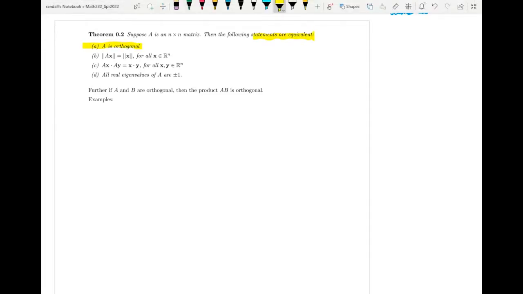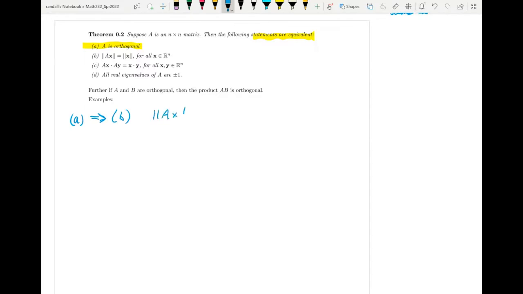Okay, so a sequence of equivalent statements. One is A is orthogonal. So let's assume A is orthogonal. Let's look at a few of these. If A is orthogonal, why is B true? So A implies B. Let's look at B.